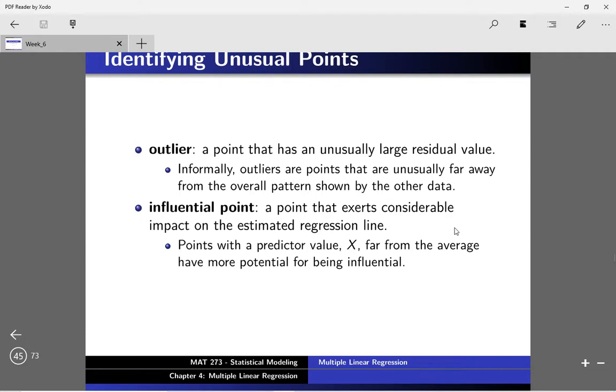Influential points are a bit different. These are points that have a large impact on our estimated regression equation. Typically, these are points that have an extremely large predictor variable x, or an x that's far away from the average explanatory variable value. These have much more potential for being influential.